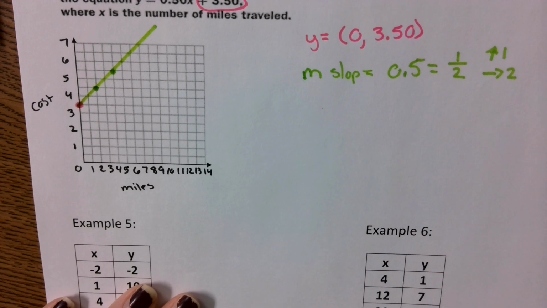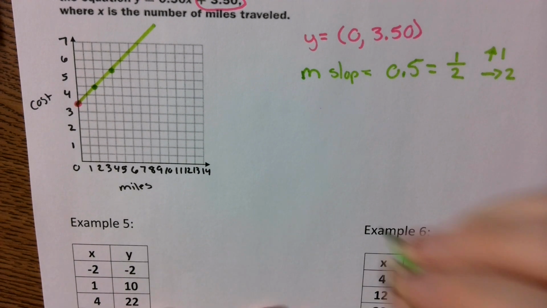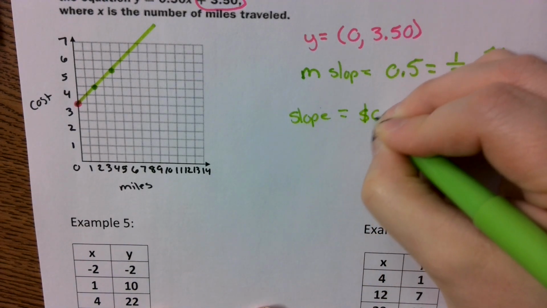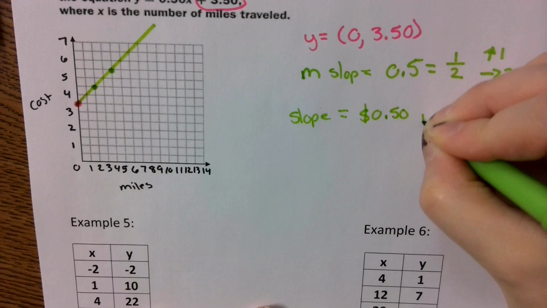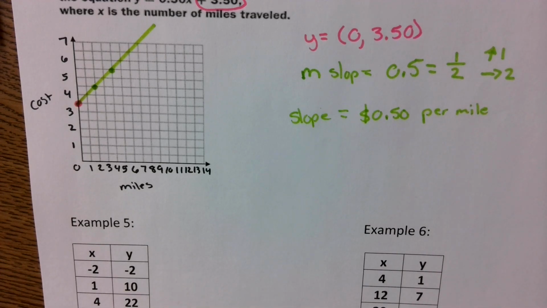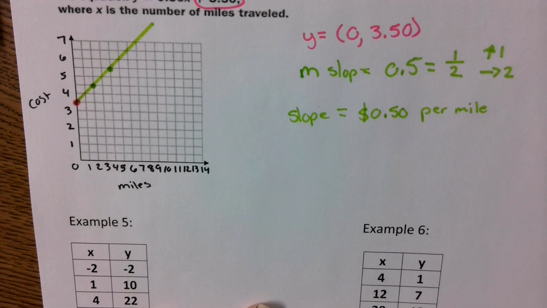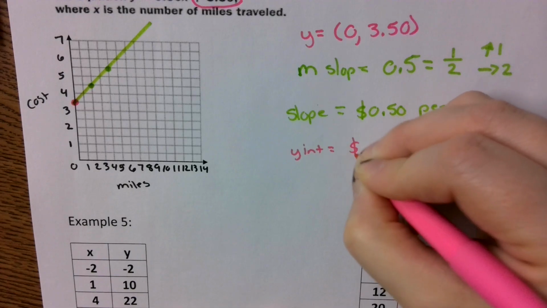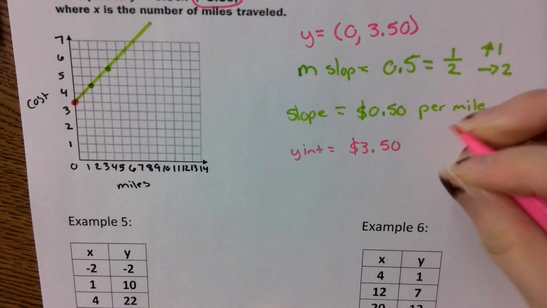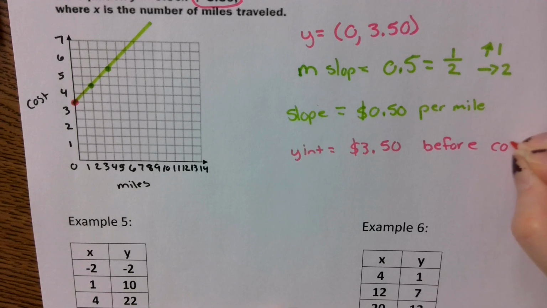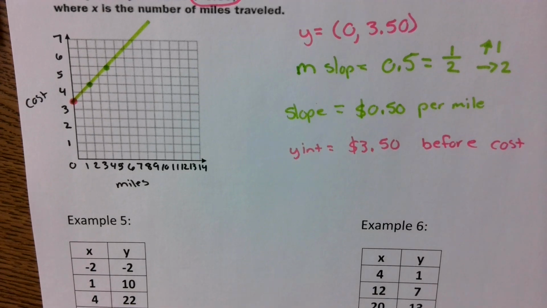Okay, and then when we interpret the meanings of this, our slope is going to be equal to the 50 cents per mile, or $1 for every 2 miles, if you wanted to put it that way as well. Your y-intercept is going to be the $3.50 before your costs. Okay, that's before the cost.